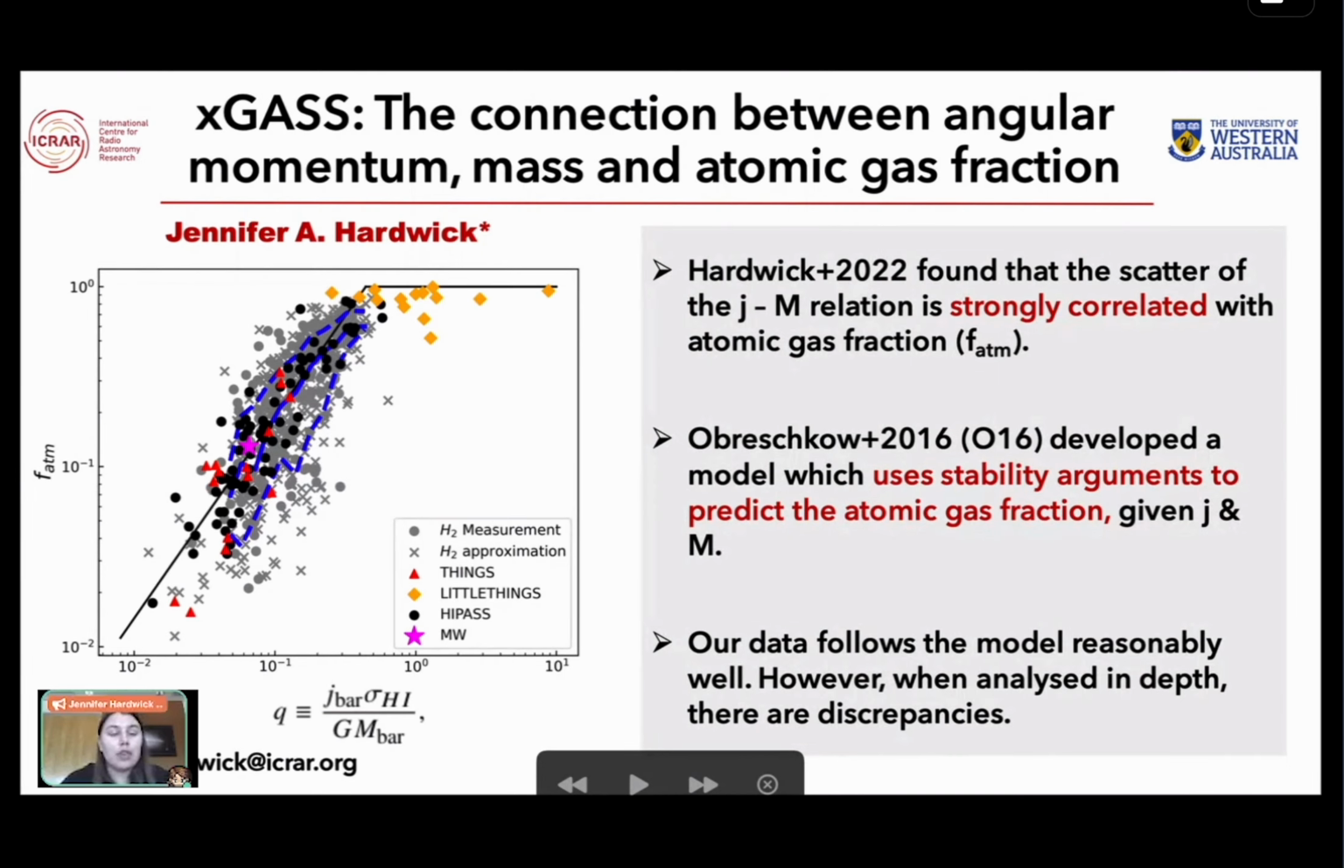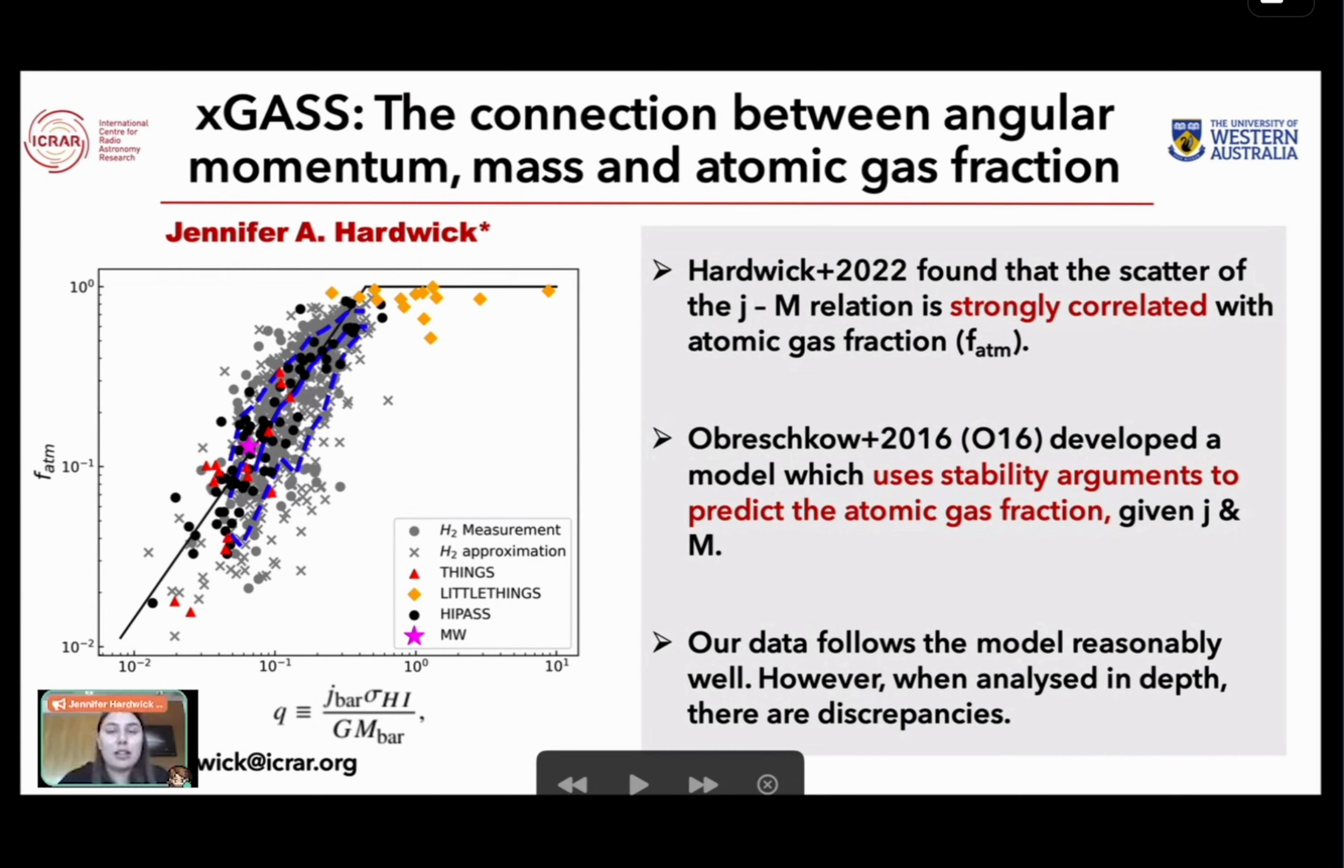In order to investigate this further, we decided to look at the Obreschkow 2016 model, which developed a relationship between angular momentum, mass, and gas fraction using stability arguments, and came up with this Q stability parameter, which is related to angular momentum and mass, or J and M. The O16 relation uses stability arguments to come up with this relationship here on the left, where you can see the model in the black thin line and our data in the gray. You can see that our data follows this model reasonably well.